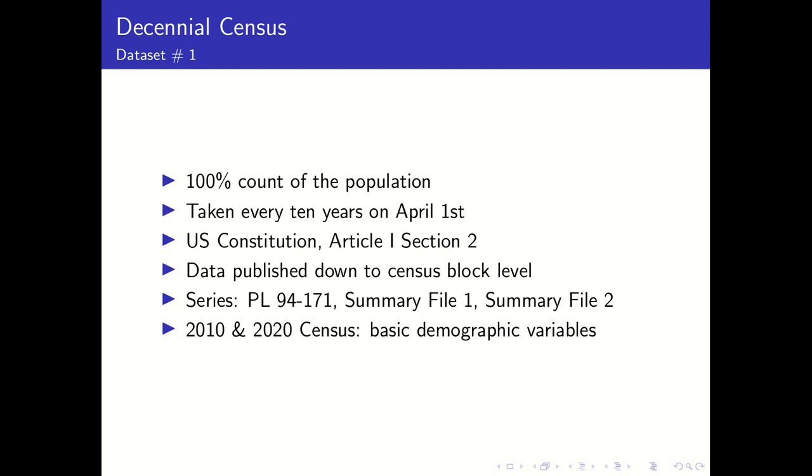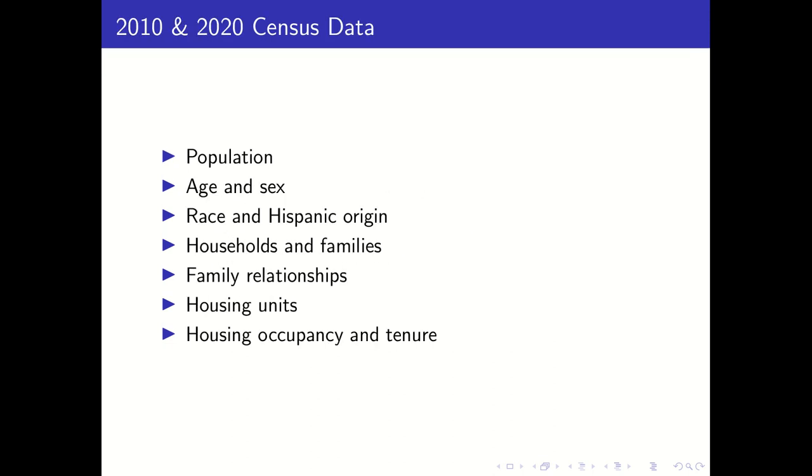The 2010 and 2020 census contained just basic demographic variables. And what do I mean by that? Basically these: population, age and sex, race and Hispanic origin, households and families, how people are related to one another, count of housing units, and whether housing is occupied or vacant, and whether people are homeowners or renters. That's it. In 2010 and 2020, just those basic variables. The 2000 census and backward contained a lot more information, but that hasn't been the case from 2020 to present.